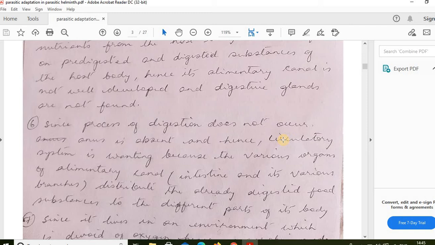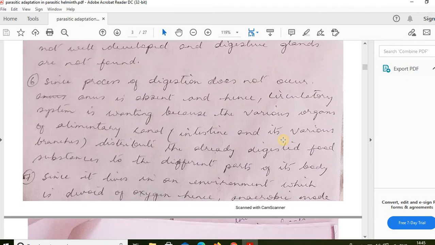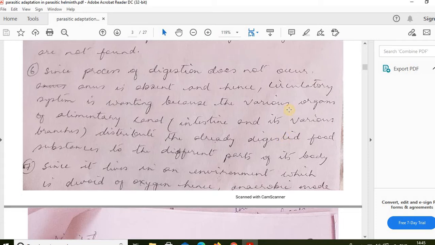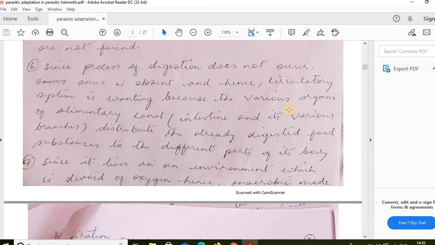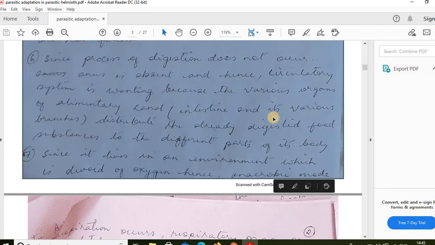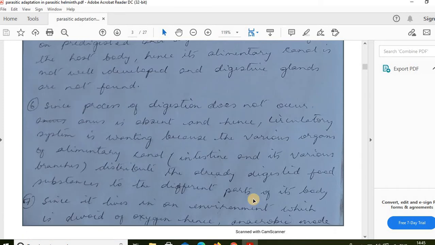Since the process of digestion does not occur, the anus also is absent, and hence the circulatory system is wanting, meaning they do not have a proper digestive system or proper circulatory system. Anus is absent, and the alimentary canal, the intestine and its various branches distribute the digested food to different parts of the body.